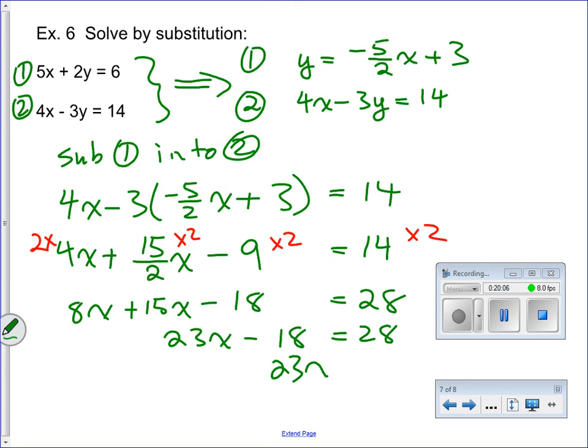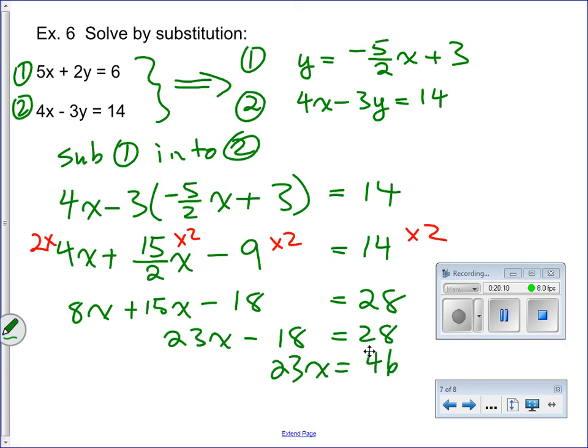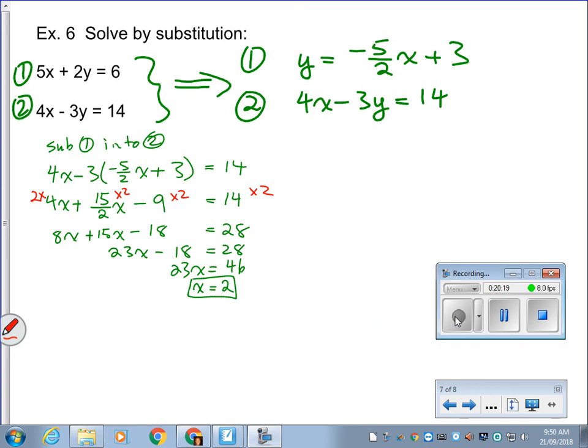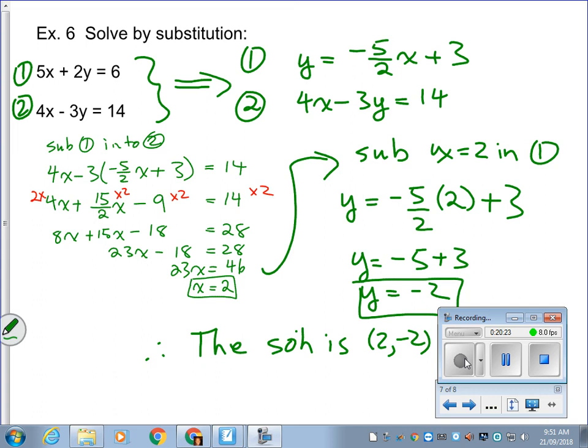So 23x is equal to 46. So go through the math. X is equal to 2. All right. Back substitution, we're going to end up with this. And that's what we get for our final solution.